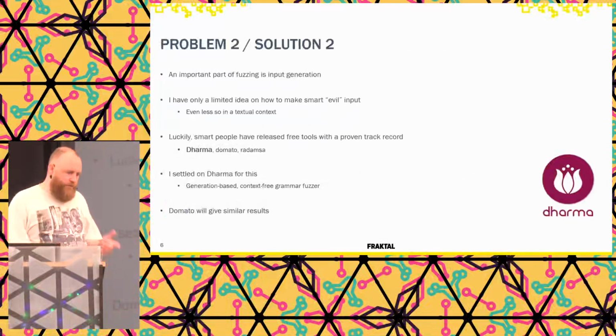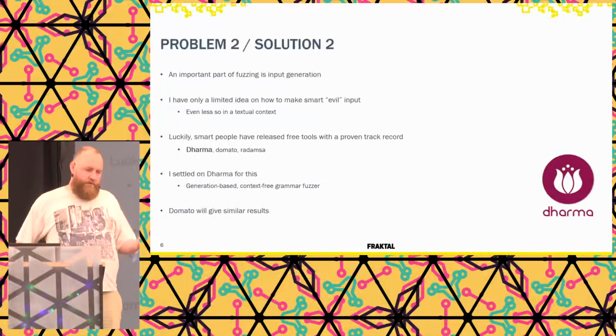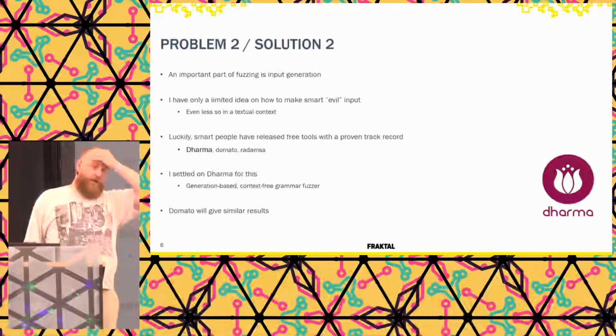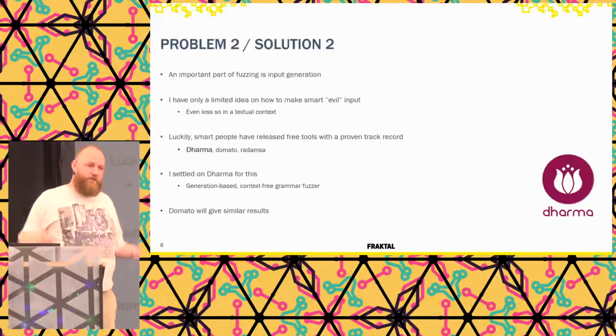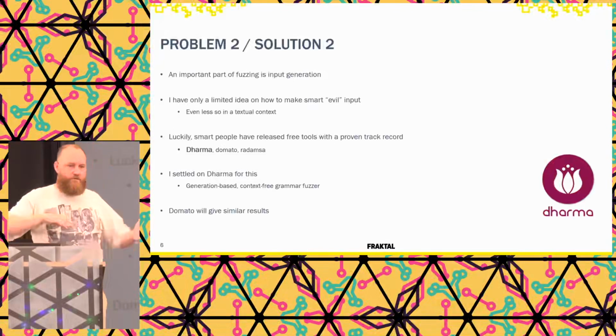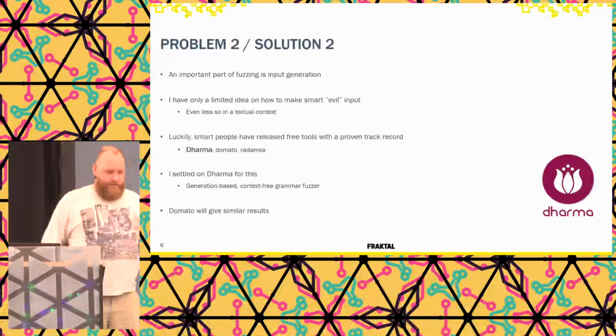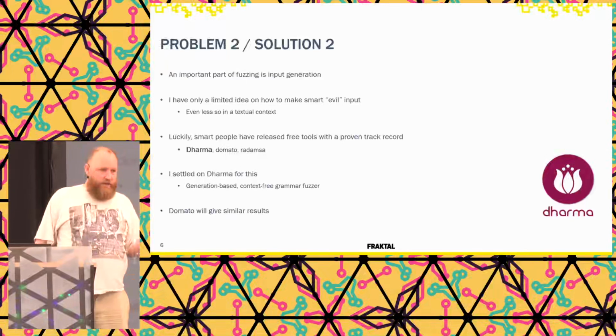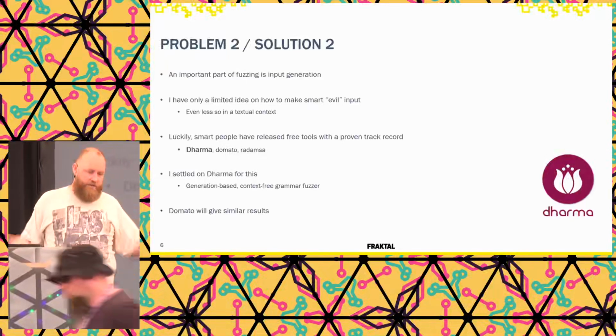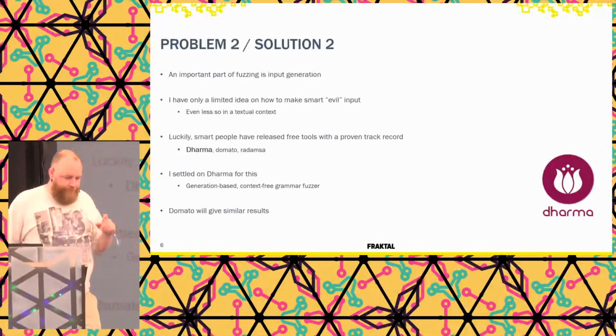So when we look at fuzzing, a very important part of it is the input generation, right? And I only have a limited idea on how to make smart evil input. It's pretty easy when it's a binary format because you can just flip bits and brute force your way to a solution, right? But in a textual context, it's not very easy to make smart evil input.